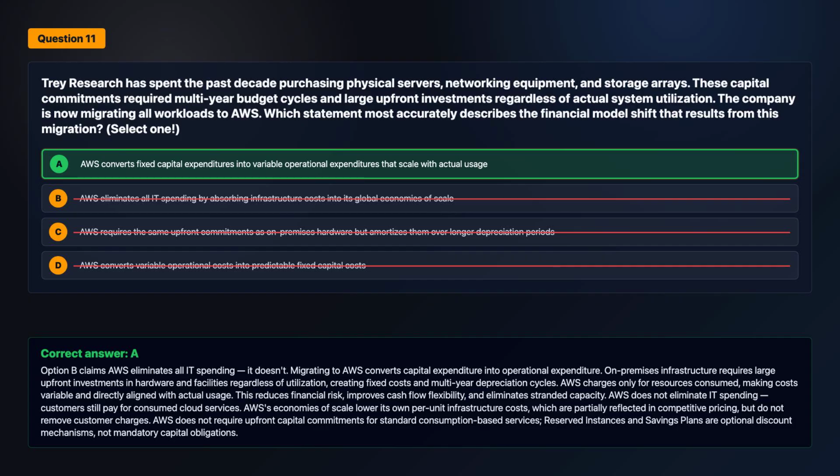AWS does not eliminate IT spending. Customers still pay for consumed cloud services. AWS's economies of scale lower its own per-unit infrastructure costs, which are partially reflected in competitive pricing, but do not remove customer charges. AWS does not require upfront capital commitments for standard consumption-based services. Reserved instances and savings plans are optional discount mechanisms, not mandatory capital obligations.